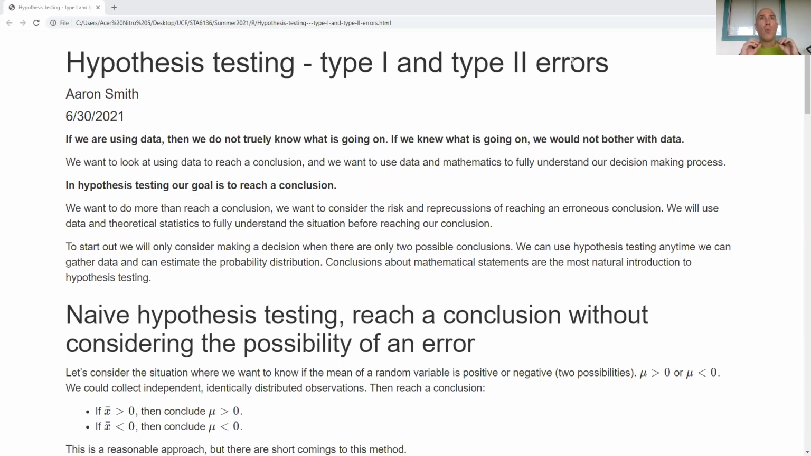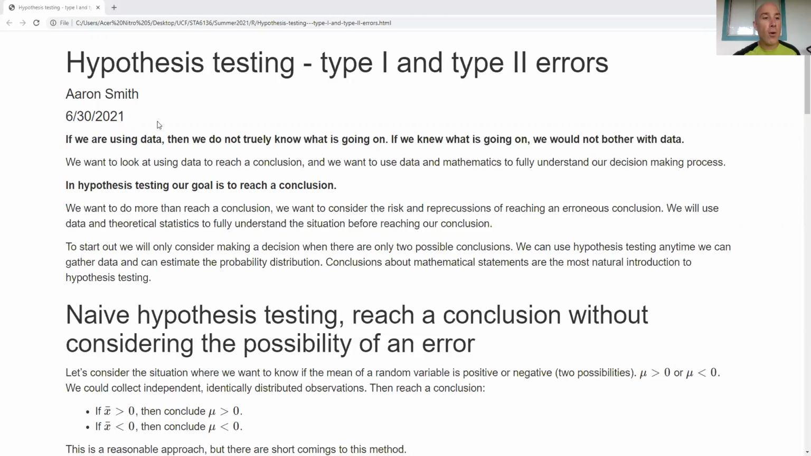All right, so we want to have a less subjective decision-making process while we consider the situation at hand. So we consider the risk of making a mistake in terms of likelihood, the risk of making a mistake in terms of the ramifications, and we want to incorporate data and statistics into this process to get full control over the situation. We're going to be focusing a lot on the mistakes that can happen when we reach a conclusion.